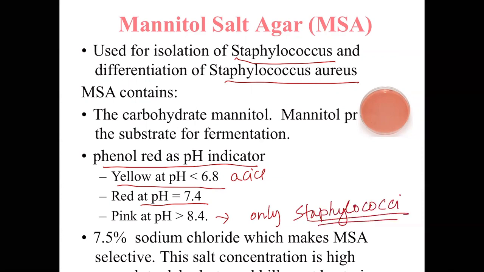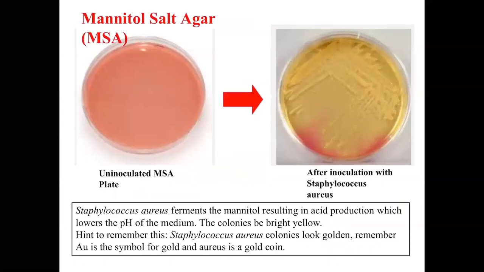Okay, so if you think about your skin, staph grow on our skin. They have the ability to survive in high salt concentrations. That high salt concentration will kill off everything else, so that's what makes it selective.